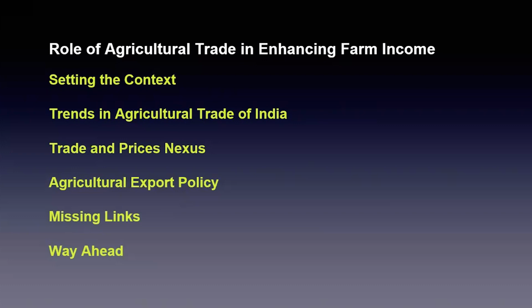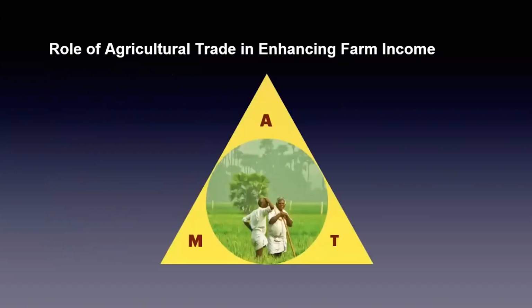So these are the subtopics for this presentation, and first we'll see the context of the current topic for our discussion. If you see that triangle, you can consider agriculture, trade, and markets on the three corners, or the three dimensions, surrounding the farmers. How the influence of agriculture, markets, institutions, and trade governs the farm profitability. So that is the topic of our interest, and we begin one by one.